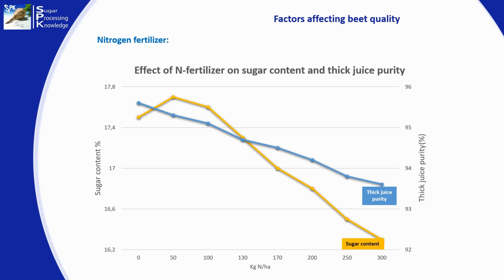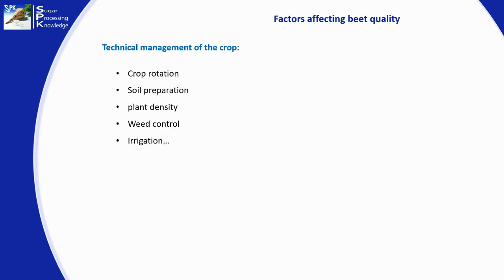Another factor that affects the beet quality is the technical management of the crop. In this section, we note the importance of crop rotation, soil preparation, plant density, weed control, and irrigation.